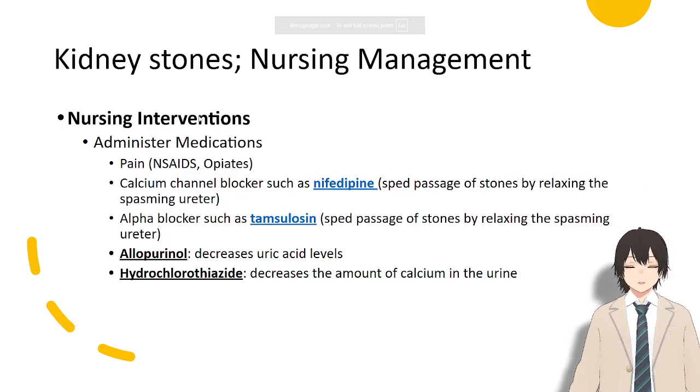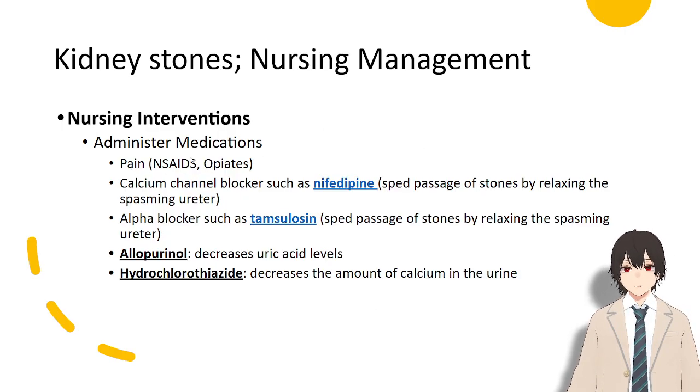Okay, so management-wise, obviously pain: NSAIDs, opiates. Nifedipine is the calcium channel blocker, and tamsulosin is the alpha blocker that I mentioned earlier. Allopurinol, I mentioned, is related to gout, because this is decreasing the uric acid level, which can also cause stones to form. And HCTZ is decreasing the amount of calcium in the urine. So these are basically anti-spasming agents.